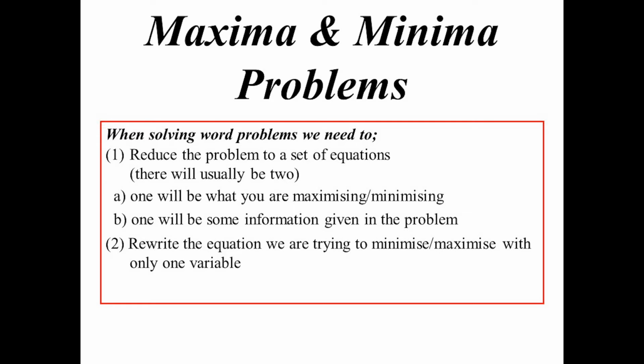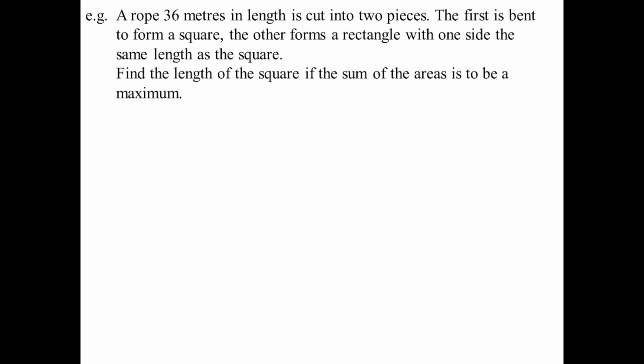So then you rewrite it. So very similar to simultaneous equations, but we rewrite the equation we're trying to minimise and maximise, so it's only got one variable to look at, thus turning it into a two-dimensional problem. And then we go and use our calculus and go and find what is that maximum, what is that minimum. So okay, let's have a look at a very typical problem.